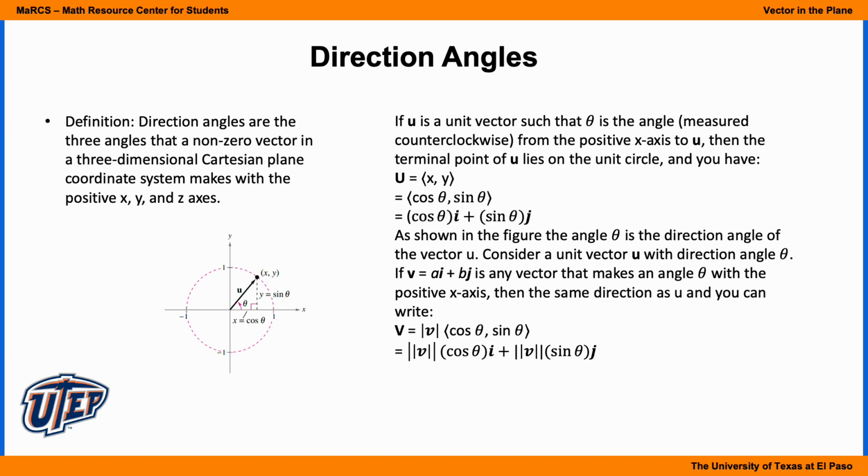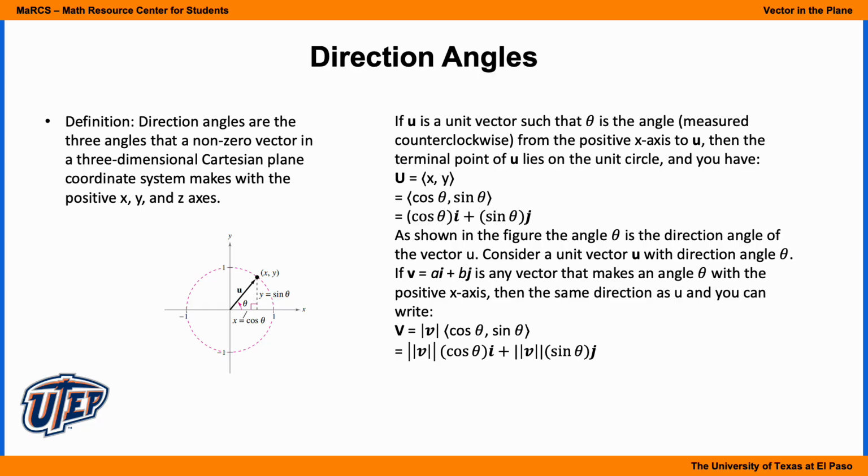Direction angles are the 3 angles that a non-zero vector in a 3-dimensional Cartesian coordinate system makes with the positive x, y, and z axes. So if u is a unit vector such that theta is the angle from the positive x-axis to u, then the terminal point of u lies on the unit circle, and you have that the vector u with the components x and y has equivalent components cosine of theta and sine of theta. So x is equal to cosine of theta, and y is equal to sine of theta.